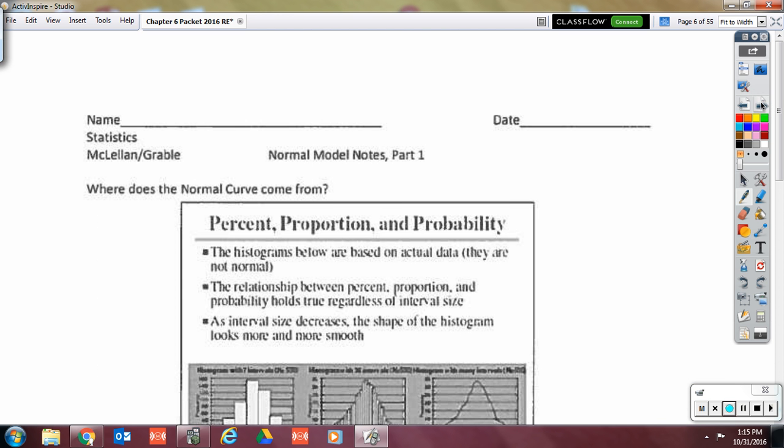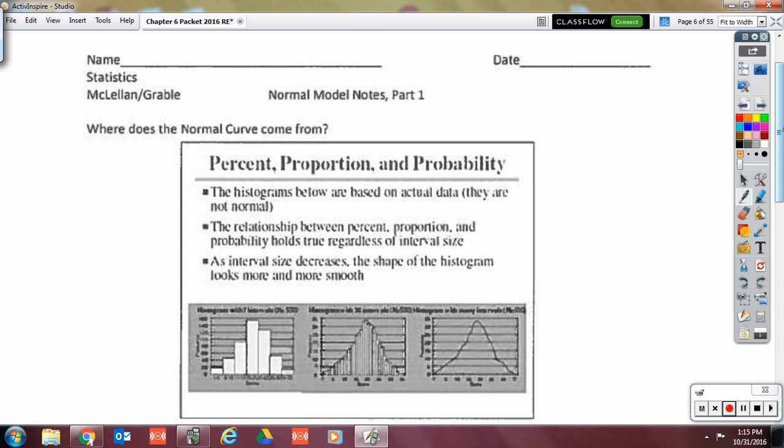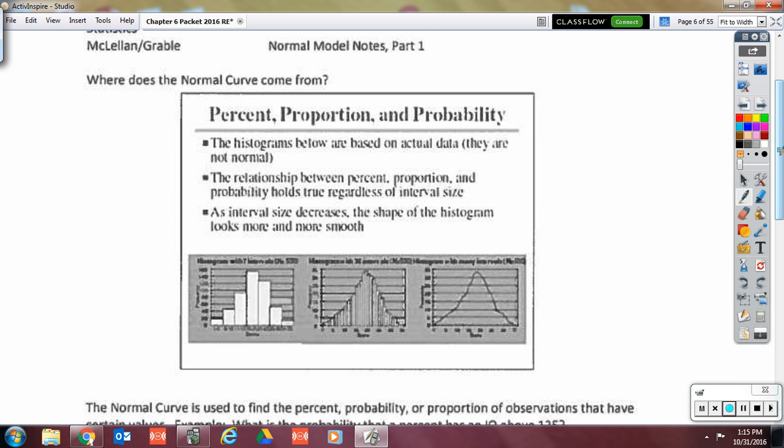But let's first talk about where this thing called the normal model comes from. What we're trying to do is find the probability of something happening. Would you agree that on the test you took on Friday, there were not the same number of A's as B's and C's and D's and F's? Do you think there were the same number of every single item? No. If there were, then you could do proportions.